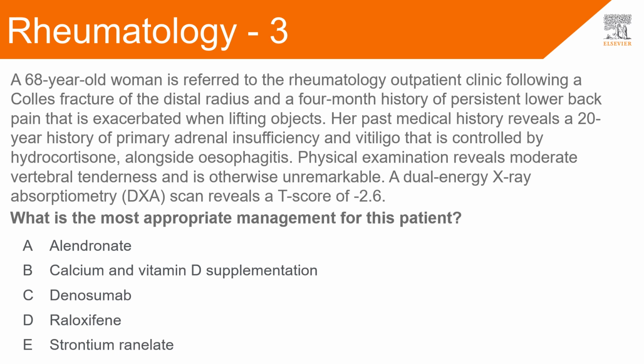So what do you do for this patient, who has got a DEXA scan T-score of -2.6, very important, and also has got a lot of comorbidities, including adrenal insufficiency and vitiligo, that's being treated with hydrocortisone, and also esophagitis as well? What do you do for this woman who's suffered a fracture? I'll give you 5 seconds. Pause the video if you need more time. Have a think. Okay?